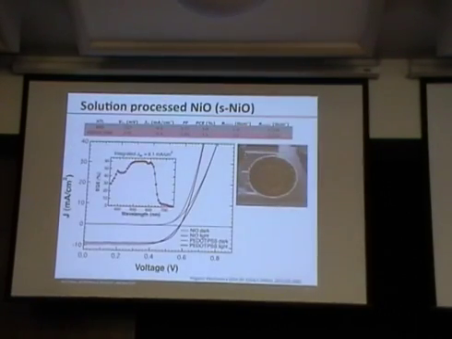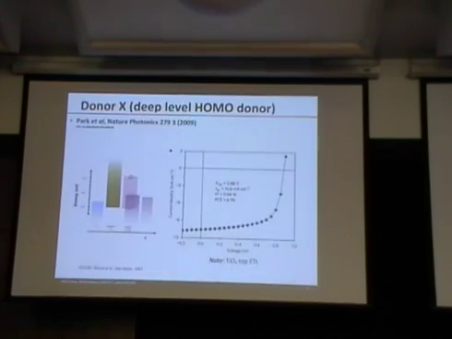Okay, so now we go back to the solution process, or we're going to look at the solution process nickel oxide, which is basically our canonical hole transport layer. Everybody remember why it was that we chose nickel oxide? No? Should I have included a slide? Maybe I should have. Do I have another one? Oh, yeah, okay. Yeah, here we go.